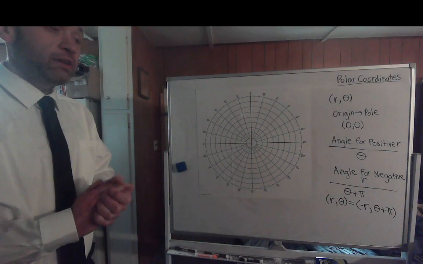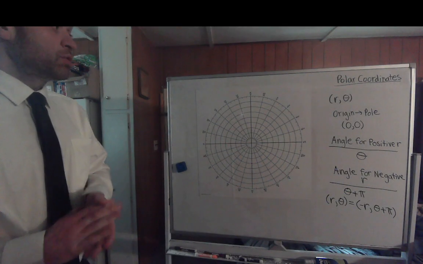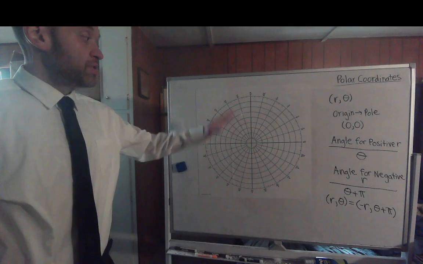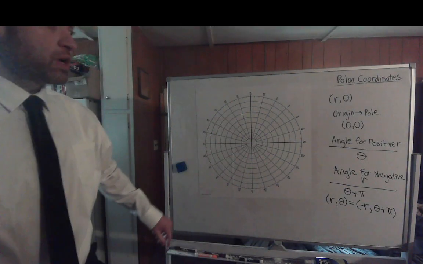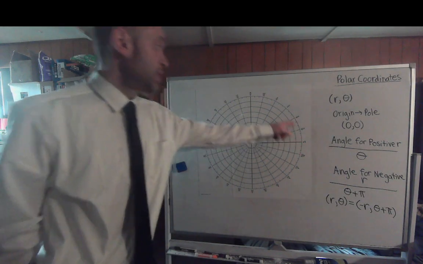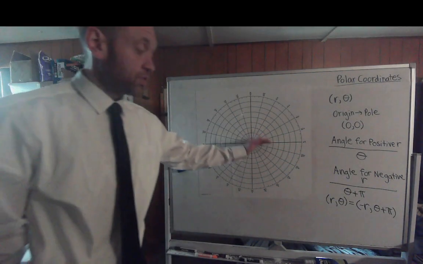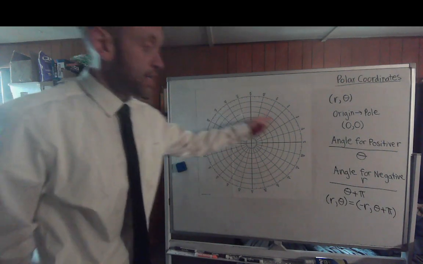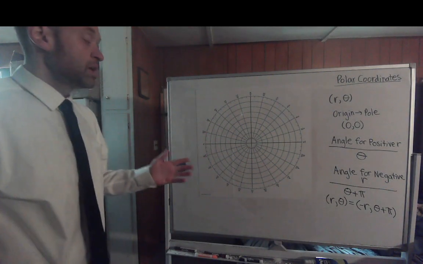So today we are starting polar coordinates. Here on the board I have the unit circle with the various angles marked. It goes from 0 all the way back around to 2 pi. Or you could also go in the negative direction from 0 all the way back around to negative 2 pi. There's no right or wrong way to go.